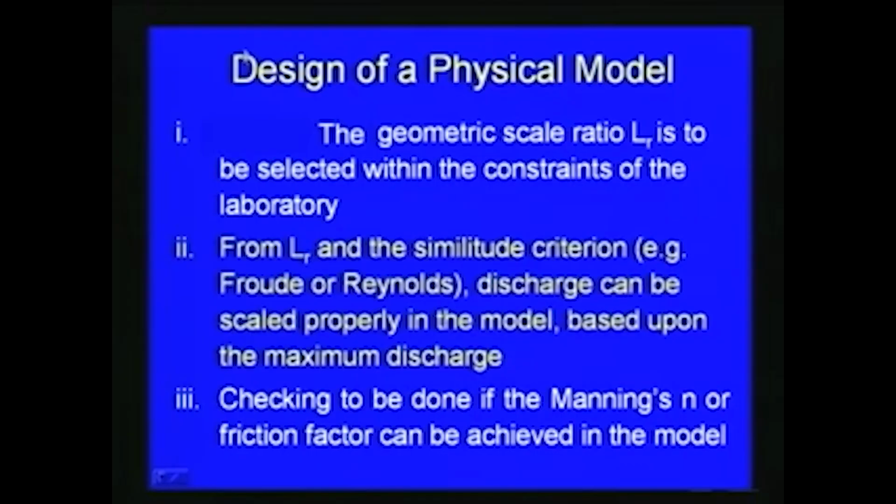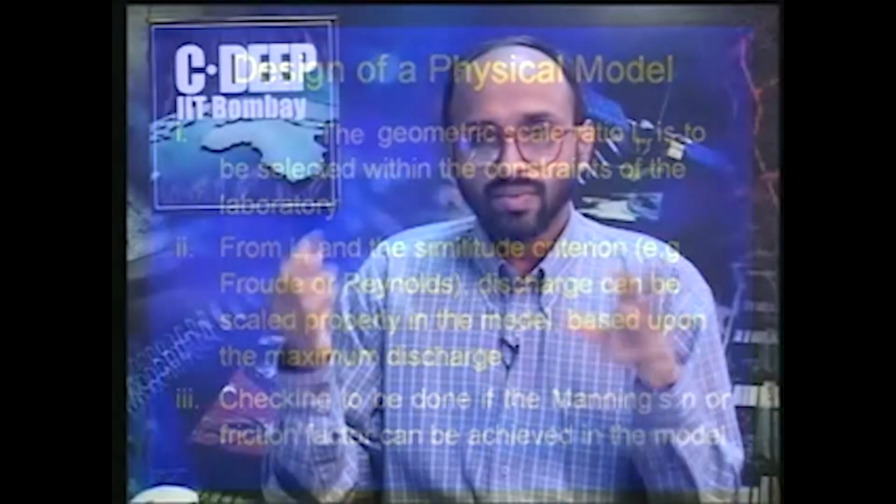The third step is a check on whether the Manning's roughness or friction factor can be achieved in the model. As we have seen in the case of a river model or an estuary model, it is very difficult to achieve the turbulence or the friction effect. So the third important step which we have to see is whether we can achieve the roughness coefficient like Manning's n or the friction factor in the modeling. So this is the third step.